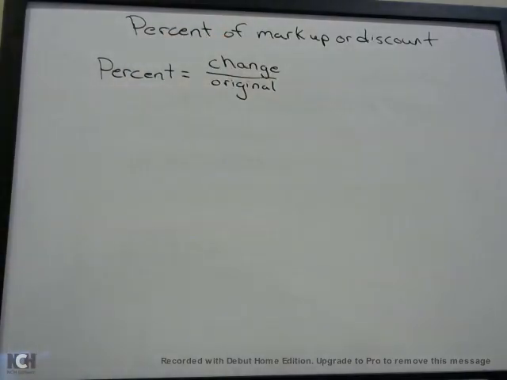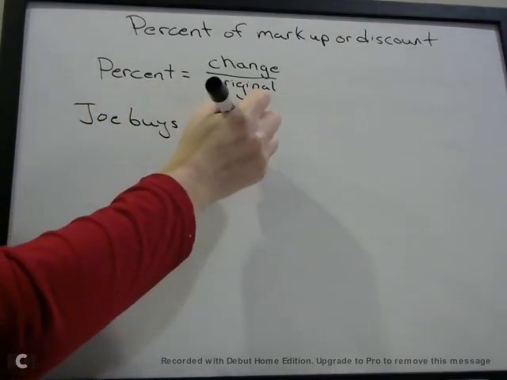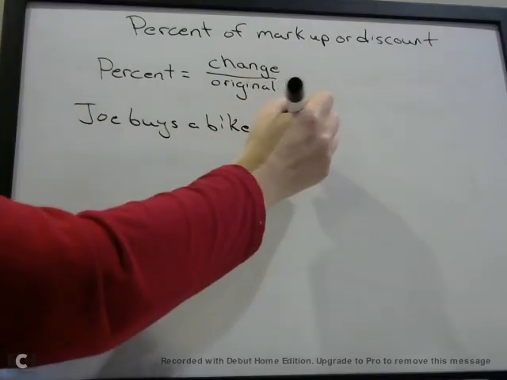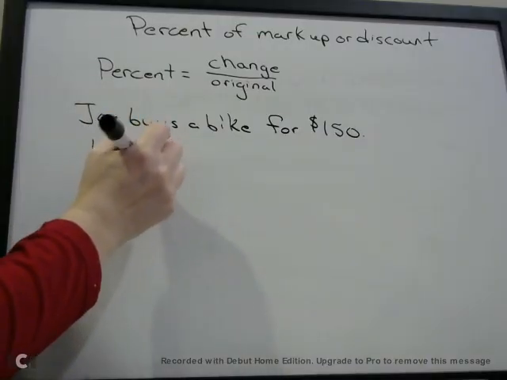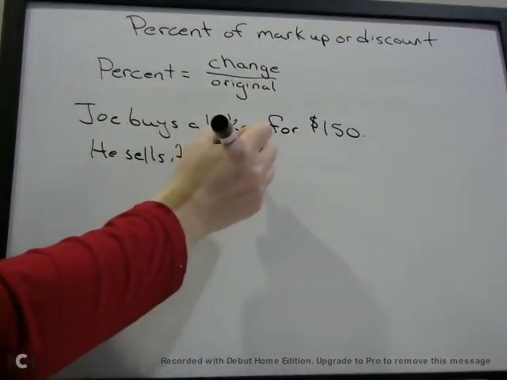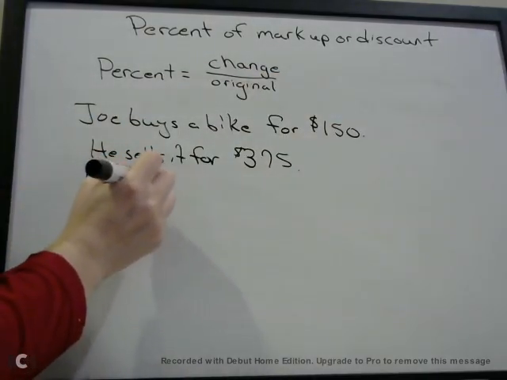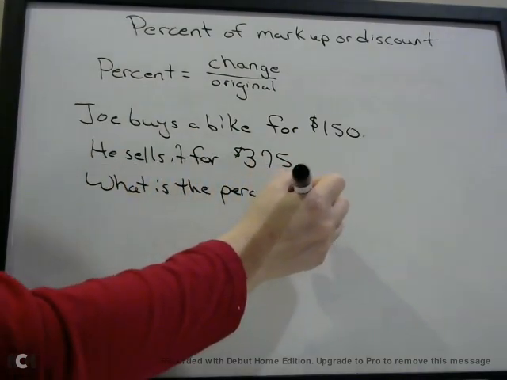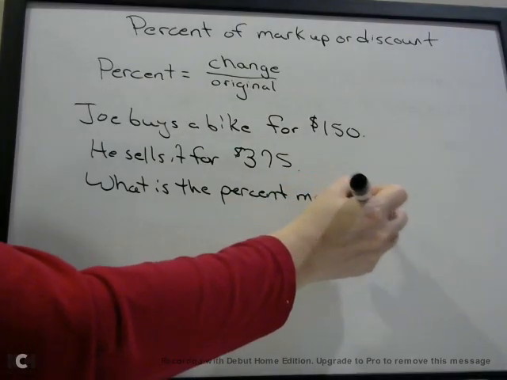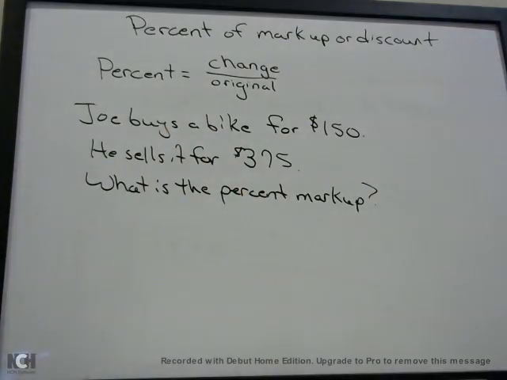And we're going to do two problems here. So Joe buys a bike for $150. He sells it for $375. What is the percent markup? So they're not asking you what the markup is, because remember the markup would just be, you went from 150 to 375, so you just find the difference between those two, and that's the markup.